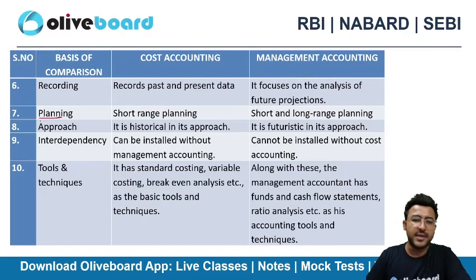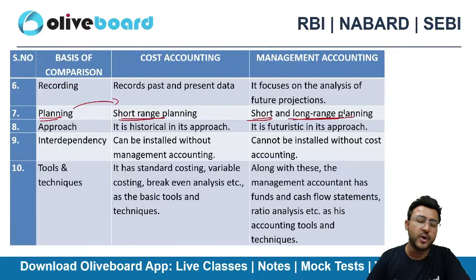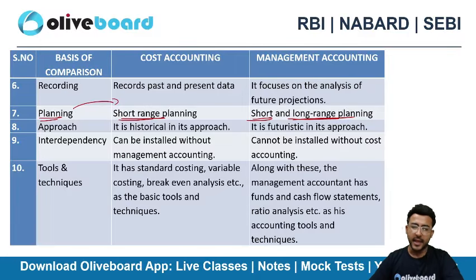When we talk about the parameter of planning, cost accounting is short range planning, whereas management accounting is short range as well as long range planning. Approach: we have already discussed that cost accounting has a historical approach, whereas management accounting is futuristic. It is concerned with what decision we should take today so that our future can be better.